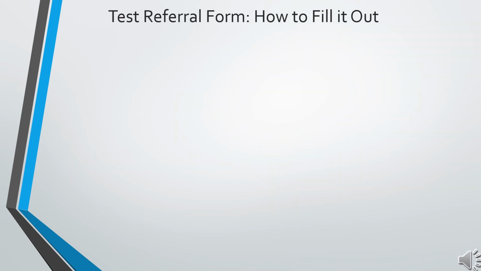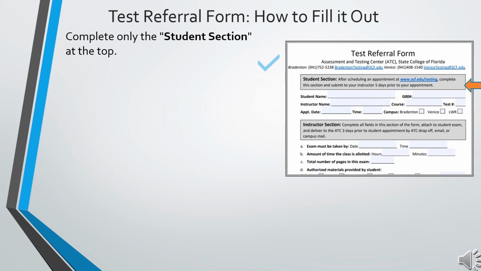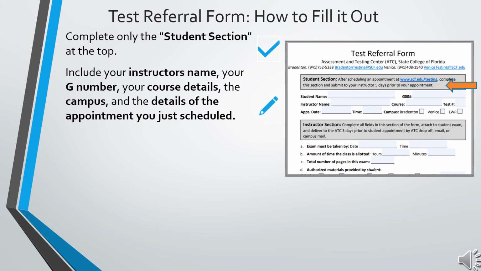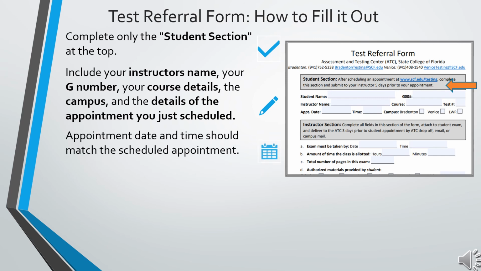Test referral form, how to fill it out. You only need to fill out the student section at the top. Include your instructor's name, your G number, your course details, the campus, and the details of the appointment you just scheduled. Appointment date and time should match the scheduled appointment.